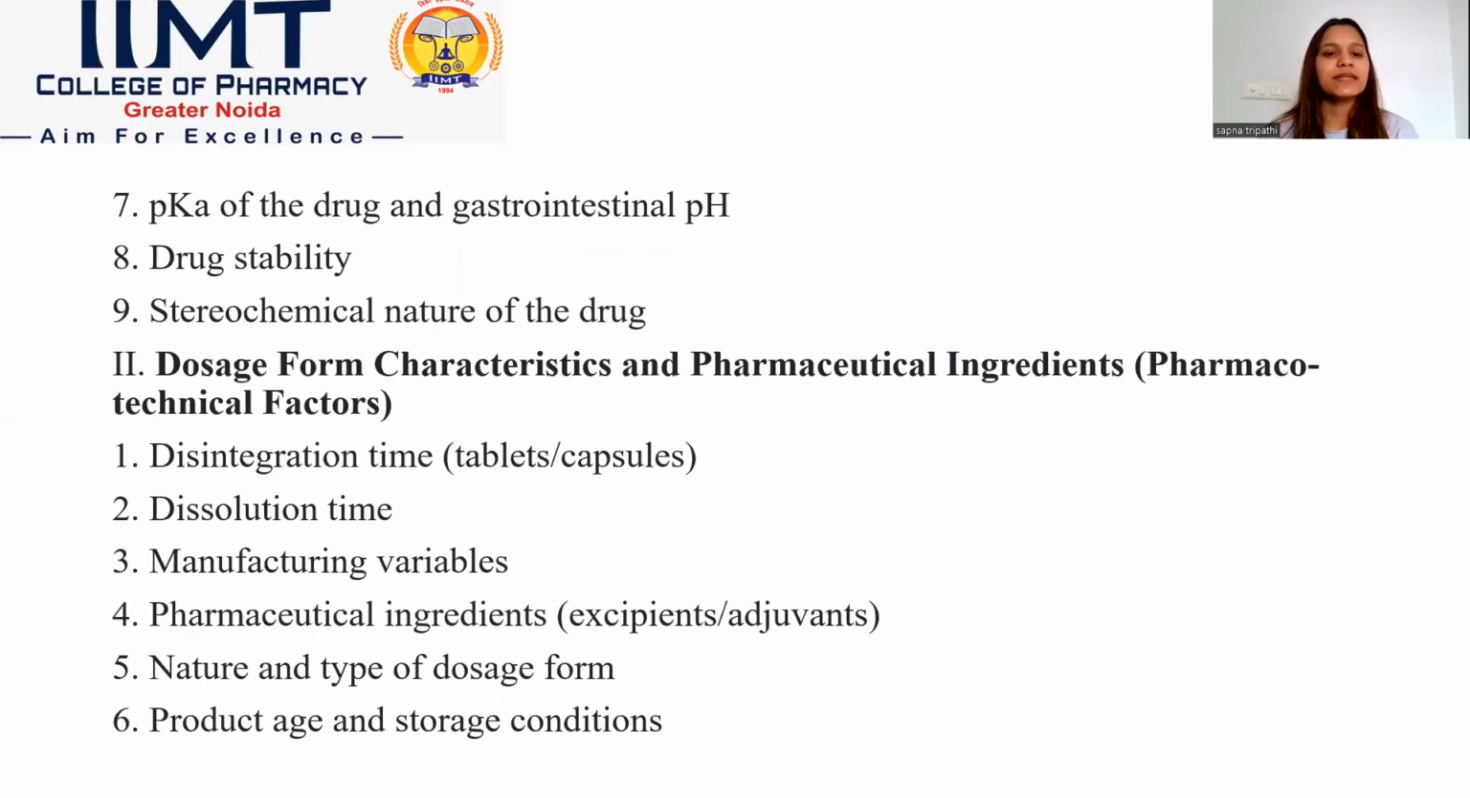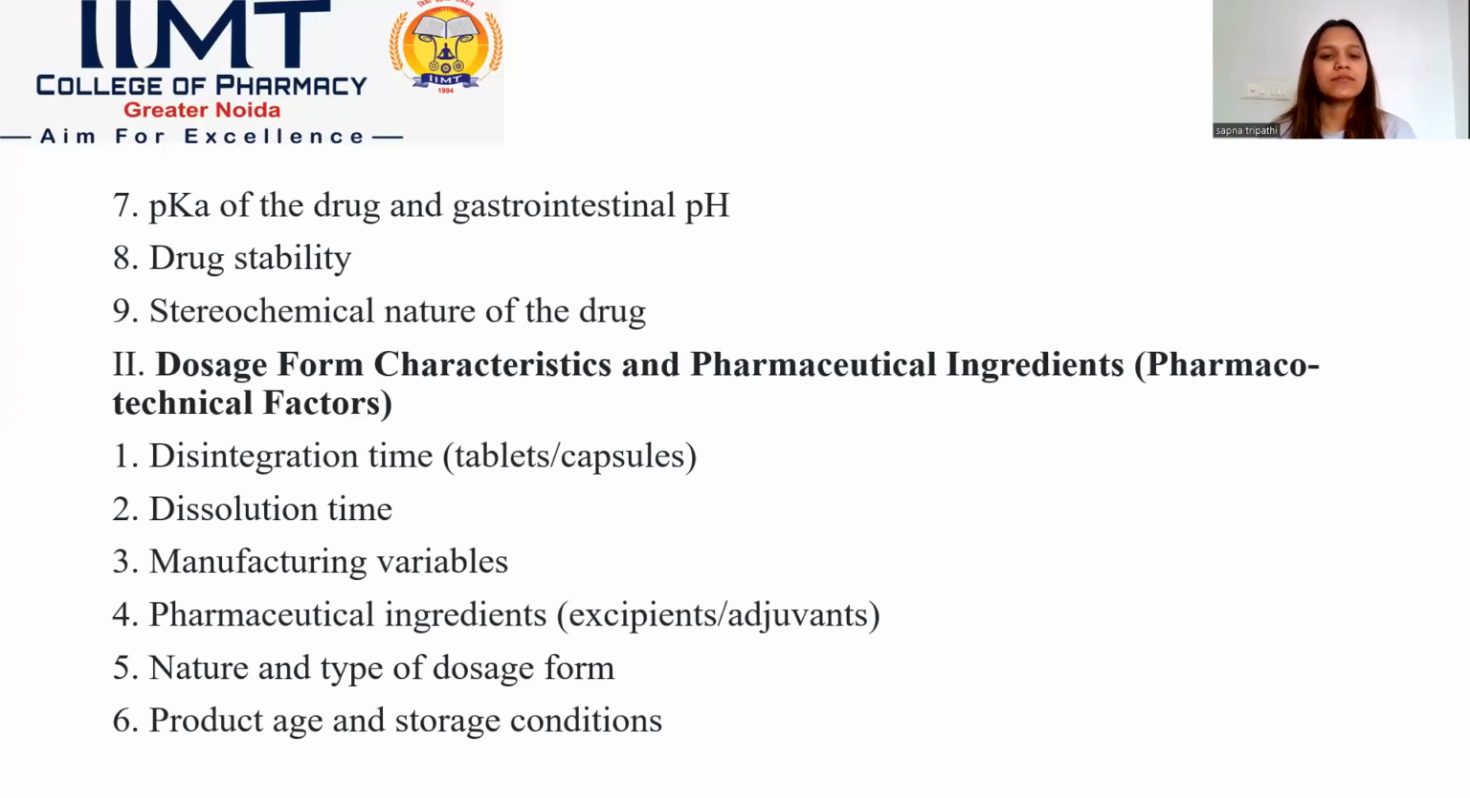The pharmaceutical factor is further divided into a second category, which is dosage form characteristics, or you can say pharmacotechnical factors. The first one is the disintegration time. It is generally for tablets and capsules. The second one is dissolution time. Third is the manufacturing variables. The fourth one is the pharmaceutical ingredients, or the excipients or additives, which are used for manufacturing. The fifth one is the nature and type of dosage form. And the sixth one is the product age and storage condition.